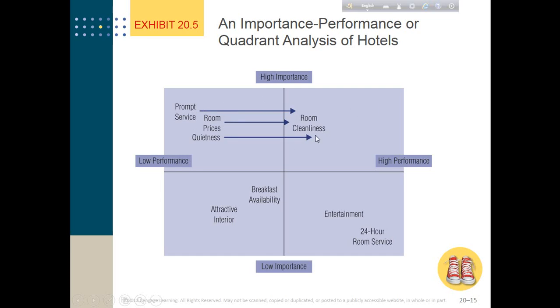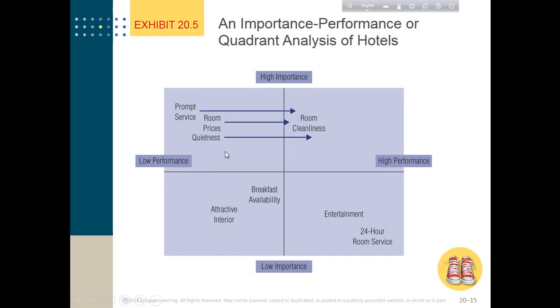So first of all, room cleanliness. You can see it's a high importance and high performance variable, so it's fine. It's a high importance variable and also its performance is high, so customers are happy with that. These two factors, entertainment and 24-hour service, are low importance factors. However, their performance is good. It's all right. Low importance, but still customers are happy with them. These two are low performance and low importance variables. They are not very important to customers. Attractive interior and breakfast availability, their performances are also low.